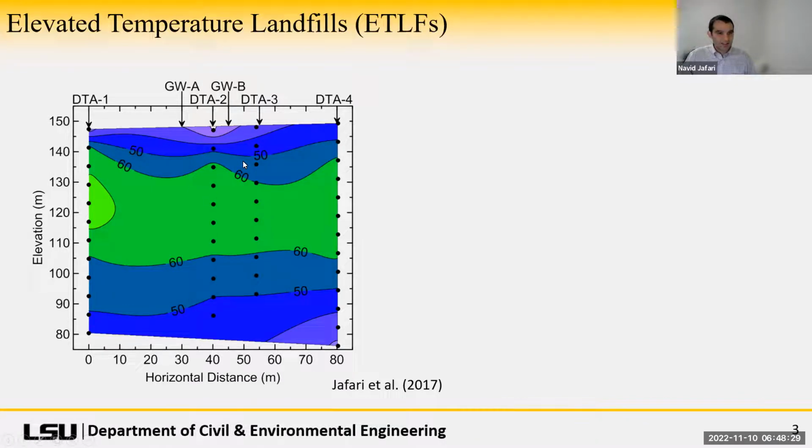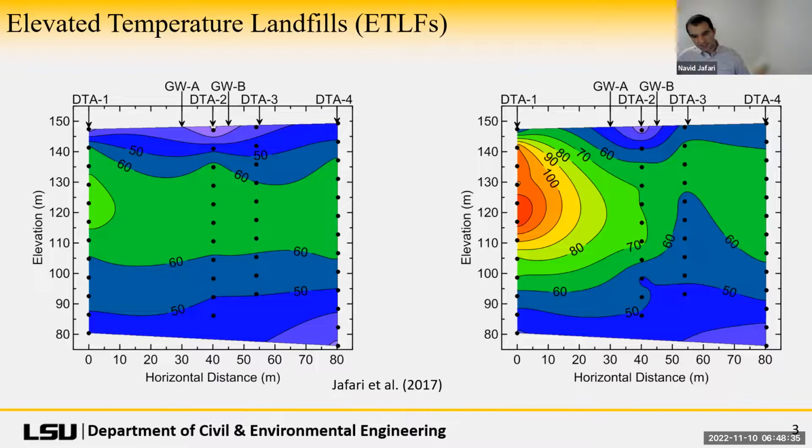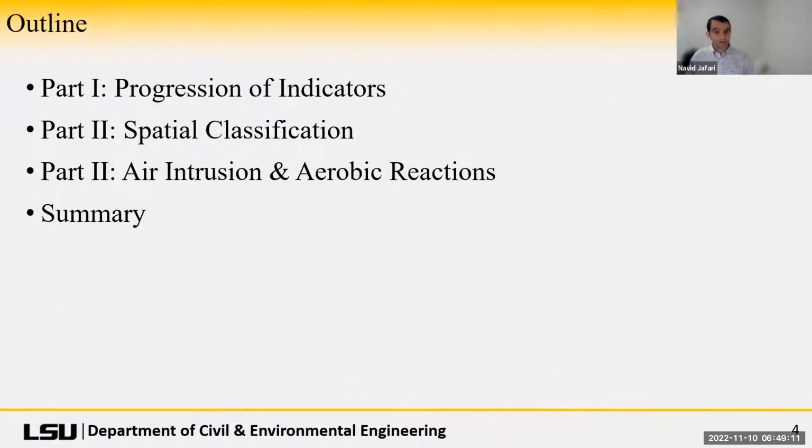So what is then a typical temperature that we've observed for an ETLF? The right shows an ETLF coming through these downhole thermal temperature arrays, and the temperature increases, especially at DTA1, upwards to 130 degrees Celsius. So 250 to 280 degrees Fahrenheit. That is the temperature that we've seen for an ETLF. And so now we have some sense of typical landfill temperatures and the temperatures that we've observed in an ETLF. So with that motivation, I've set up the presentation in three parts.